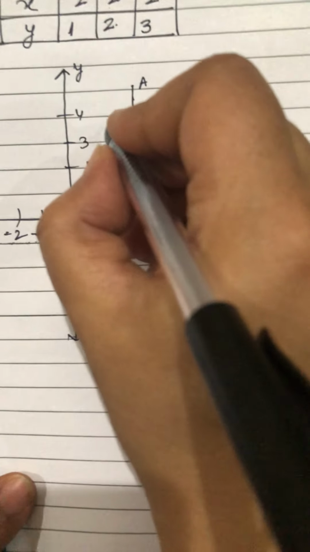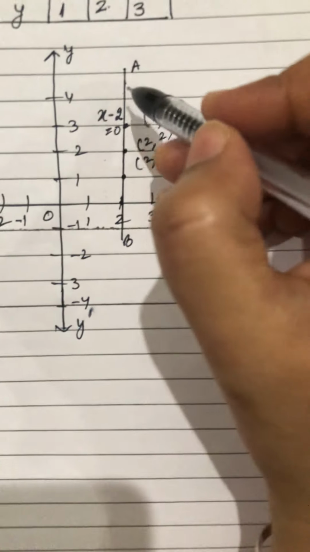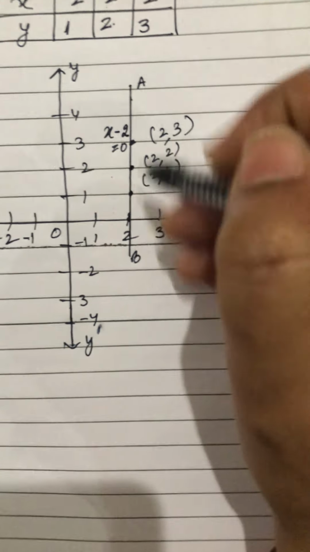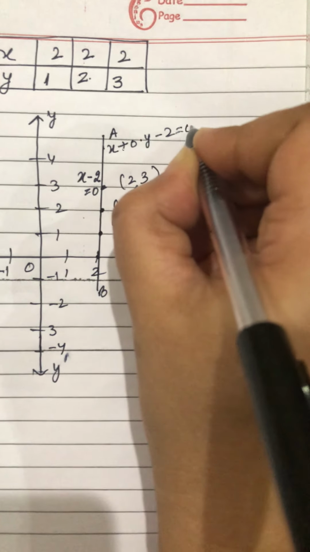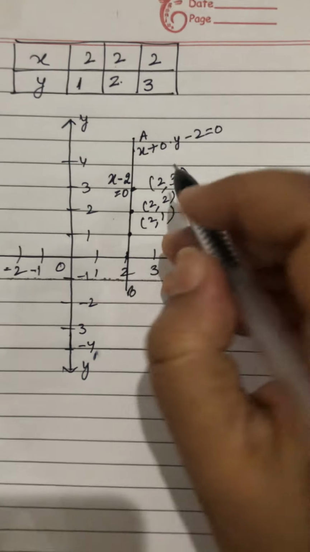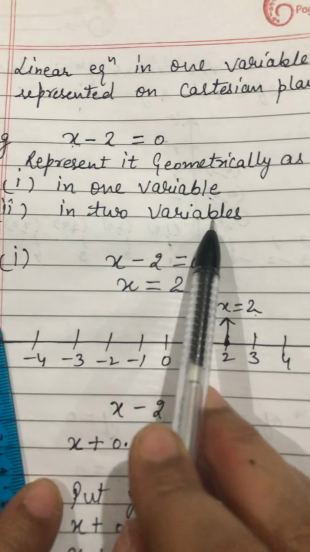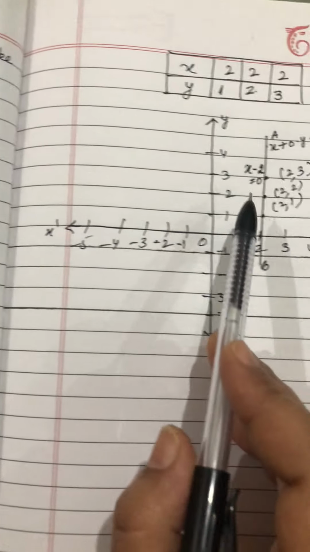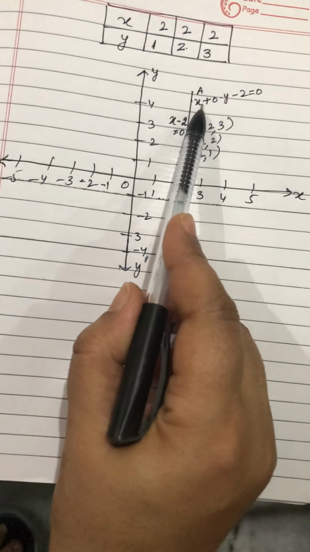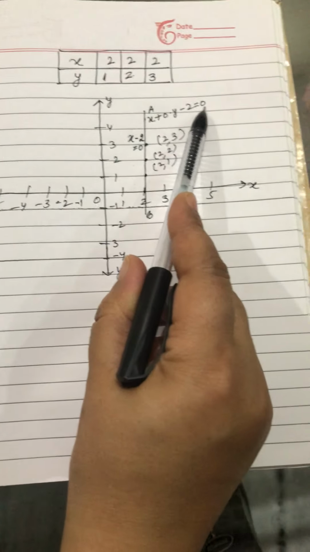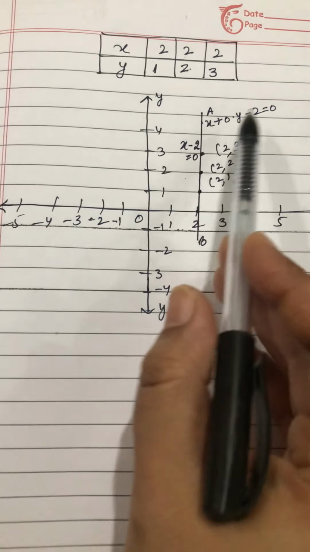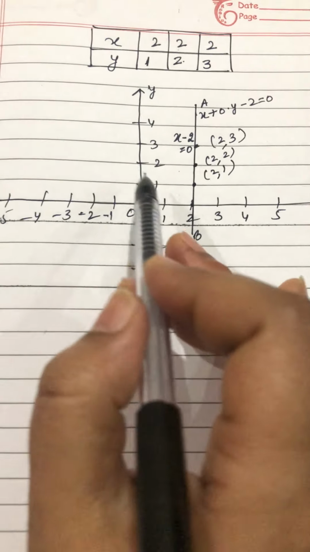So this is the graph of x minus 2 equal to 0. It means this is the graph of, or you can say, x plus 0y minus 2 equal to 0. This is the graph of this equation in two variable form. So we have represented x minus 2 equal to 0, then we have converted it into two variable form, x plus 0y minus 2 equal to 0. So its graph will look like this.